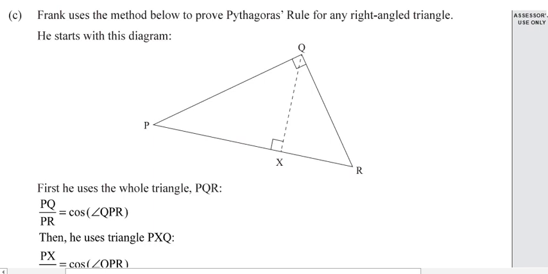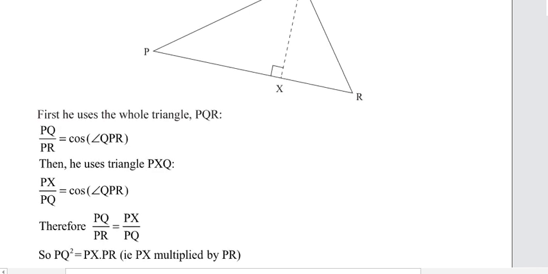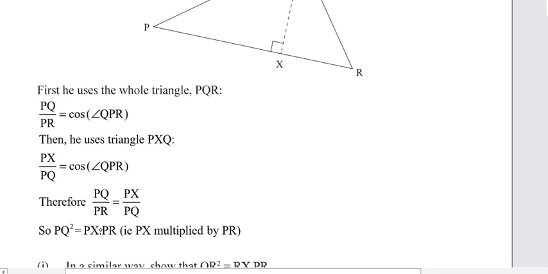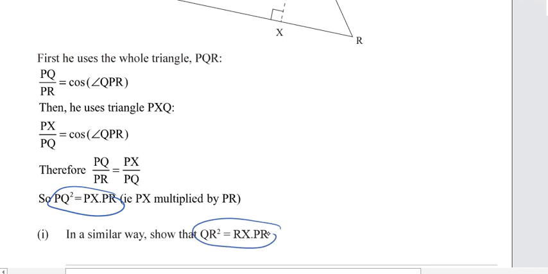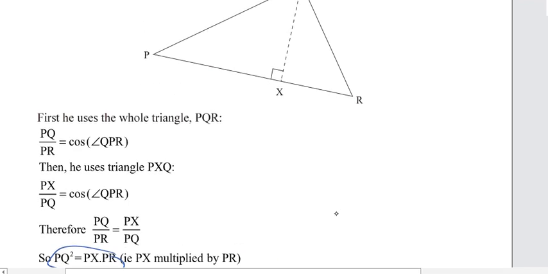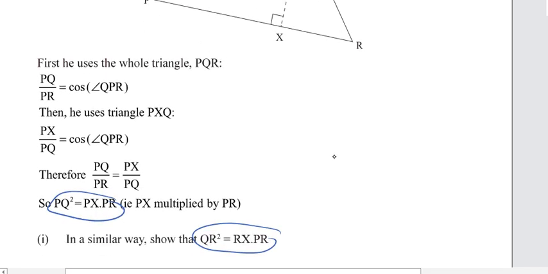Alrighty, everyone, we'll have a look at this question C, and it's talking about Frank, who's trying to prove Pythagoras' theorem, and he's come up with a couple of relationships down here, where he's shown this relationship here, and we're being asked to show this relationship in a similar way. So let's look at those sides.